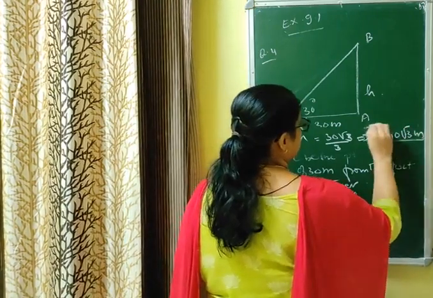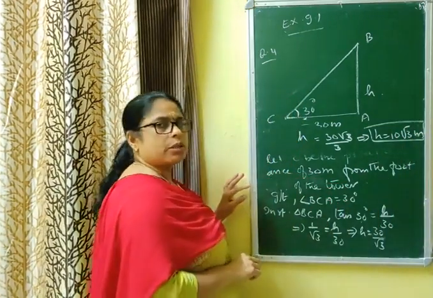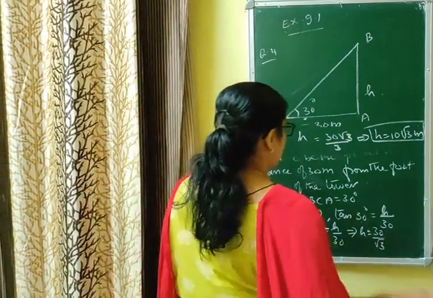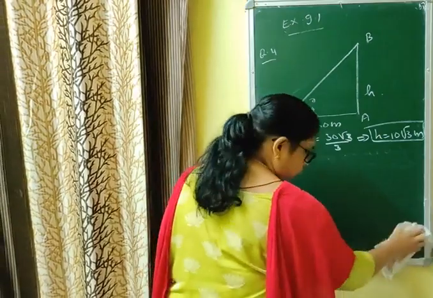But you have to put the value of root 3 as 1.731 or 1.732, and complete the answer in decimals. That is your homework that you can do by yourself. I am not going to do it.